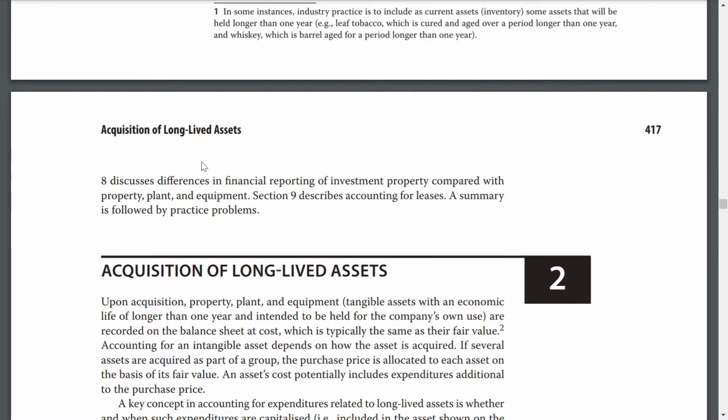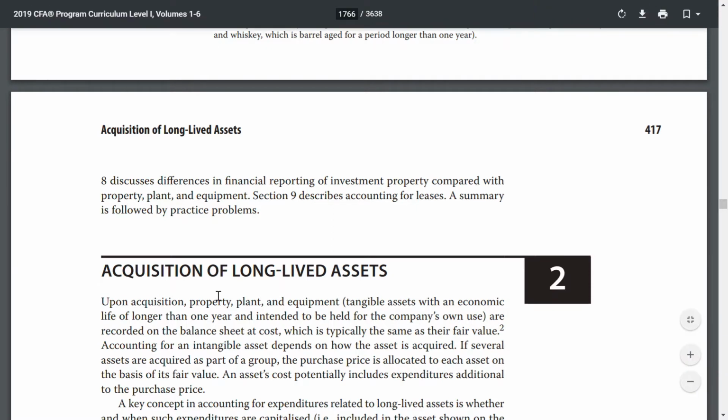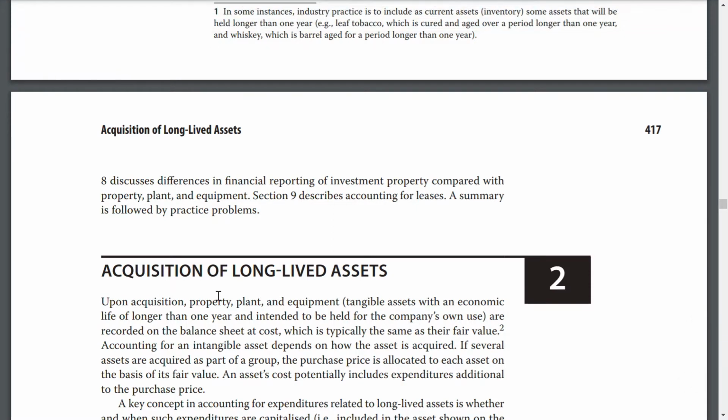Section 8 discusses differences in the financial reporting of investment property compared to property, plant, and equipment. Section 9 describes accounting for leases. A summary is followed by practice problems.